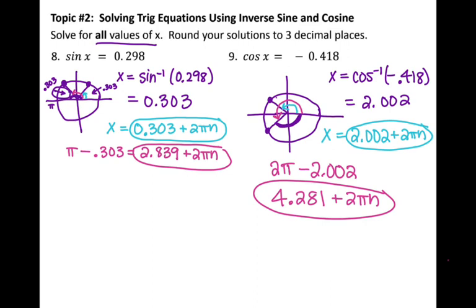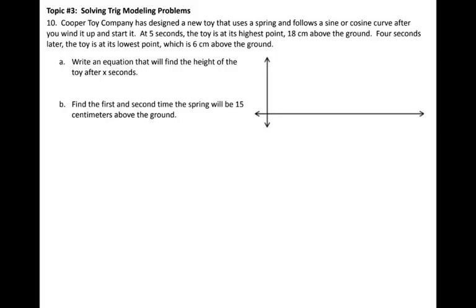All right, topic 3, the word problems. So Cooper Toy Company has designed a new toy that uses a spring and follows a sine or cosine curve after you wind it up and start it. At 5 seconds, the toy is at its highest point, 18 centimeters above the ground. 4 seconds later, the toy is at its lowest point, which is 6 centimeters above the ground.